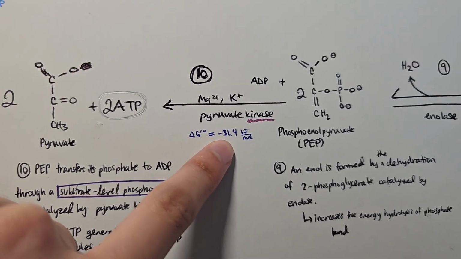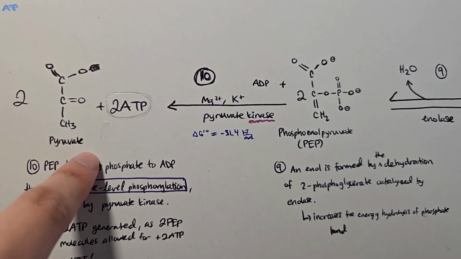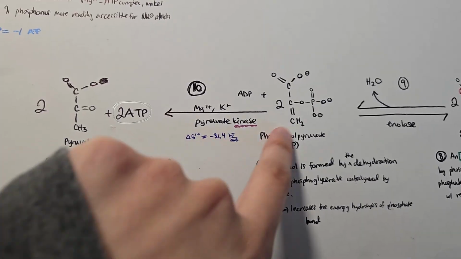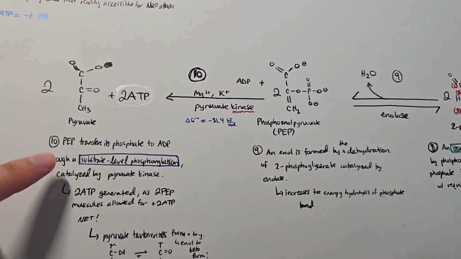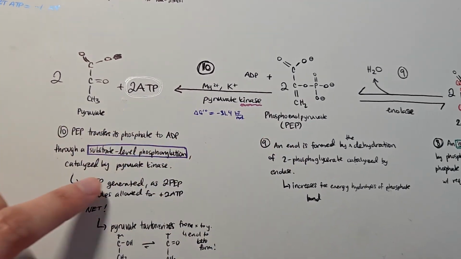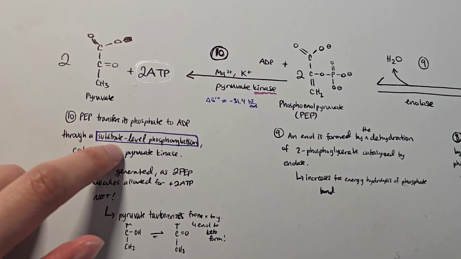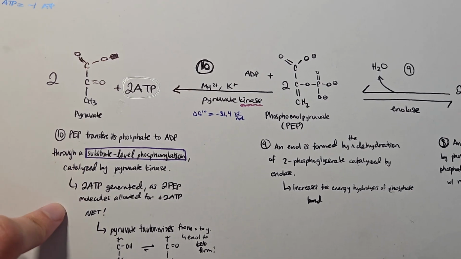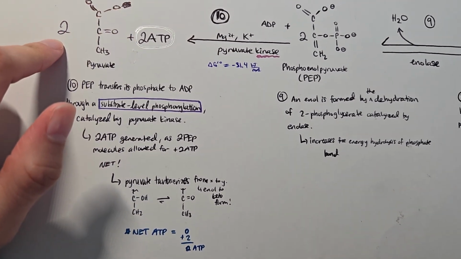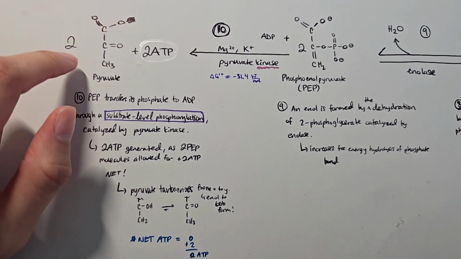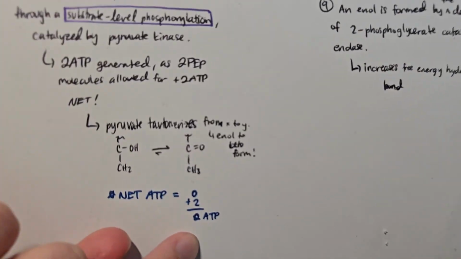This is irreversible, okay? This is very irreversible. You cannot go back from pyruvate to PEP. If you're doing gluconeogenesis, you'd have to make oxaloacetate instead. I'll show you that later on when I do gluconeogenesis, but for now, the value of this is negative 31.4 kilojoules per mole in delta G. Standard conditions for the value.